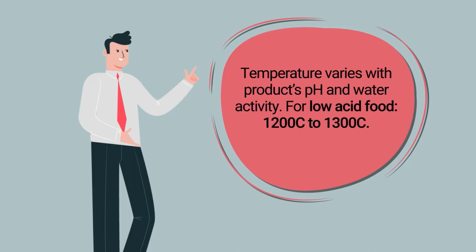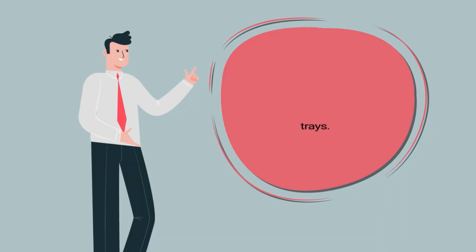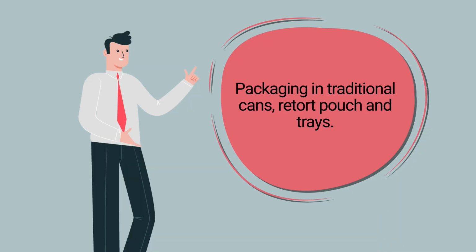The temperature requirement for retort packaging varies from product to product depending on its pH or water activity level. For example, for low acid food like meat or fish, the temperature should be high, around 120 degrees centigrade to 130 degrees centigrade, and the pressure also should be very high, like 15 pound pressure, for a certain holding period of time just to make the product commercially sterile. As packaging material you can use the traditional cans, jars or retort pouches.